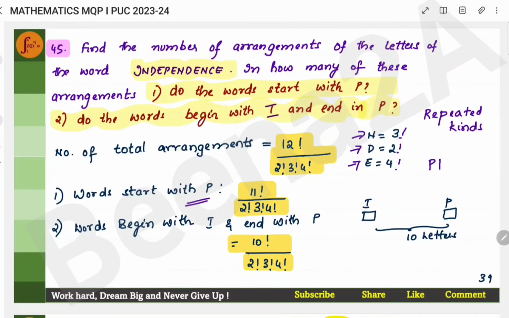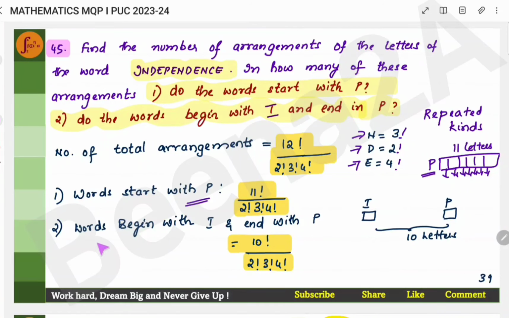If you have words starting with P, then the remaining 11 letters can be arranged. Starting letter is fixed, it's in the first position. The remaining 11 letters you can arrange in multiple ways. So we have to find the total number of ways. So what are the remaining letters? 11 letters. So 11 factorial by repeated kinds. Now in the remaining letters, we should see the repeated kinds. Same thing, N, D, E. 3 factorial into 2 factorial into 4 factorial. This becomes the words that start with P.